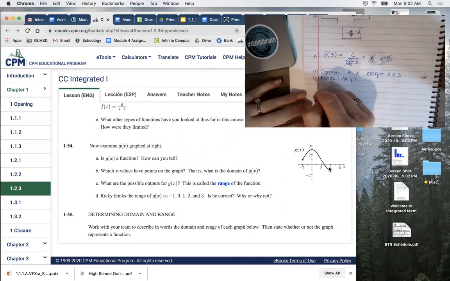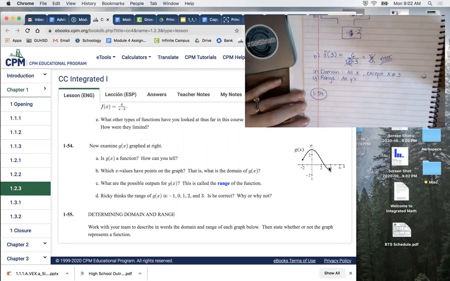So this is 1-54. Okay, I'm looking at this one. And again, this is going to be more likely what you have. You have a graph like this and you're going to have to tell me what your domain is and what your range is. So is this a function? That's the first thing that I'm going to ask on this one. Is this a function? Well, yes. For every single x, there's only one y. That's the first thing I would say.